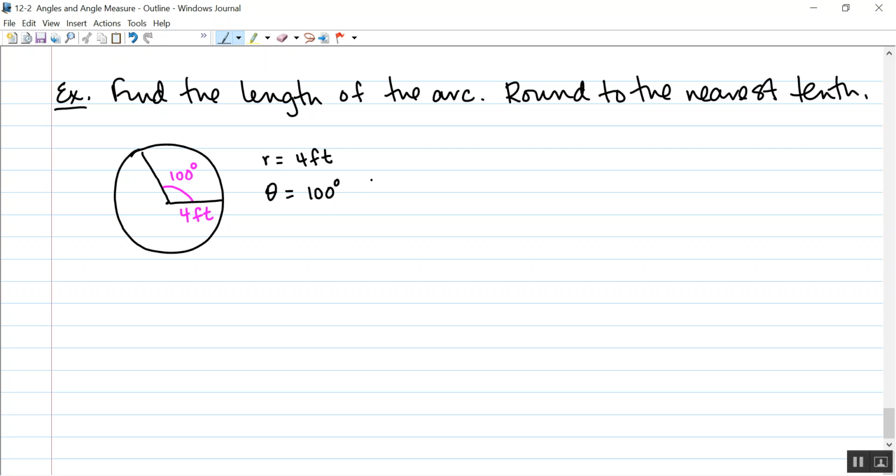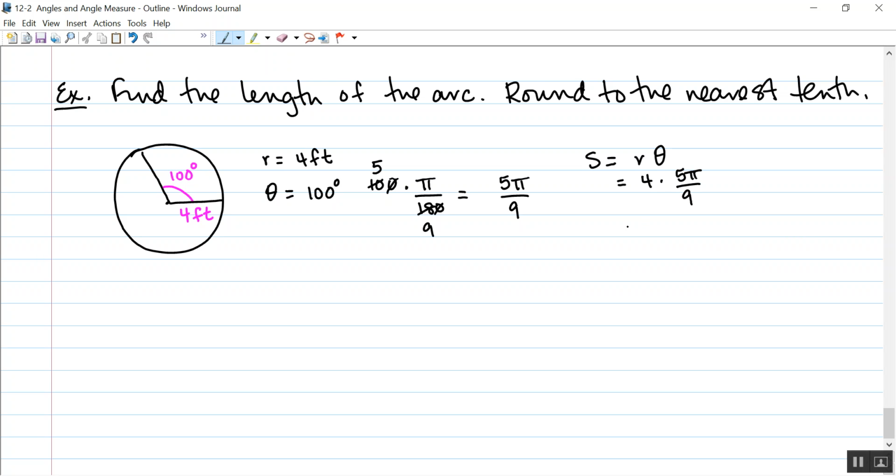So I'm going to do 100 times pi over 180. Okay, my zeros will cancel. This becomes a 5. This becomes a 9. So 100 degrees is equal to 5 pi over 9. Now, using my formula, S equals the radius times theta, or 4 feet times 5 pi over 9.